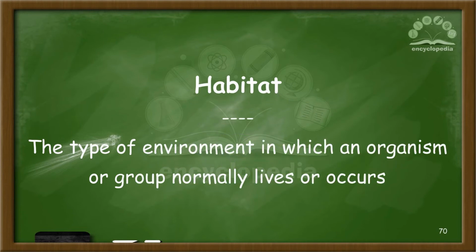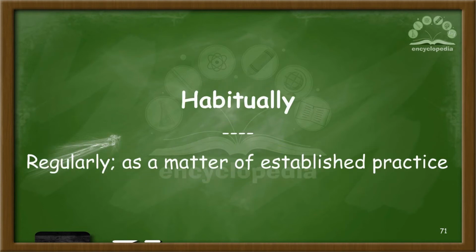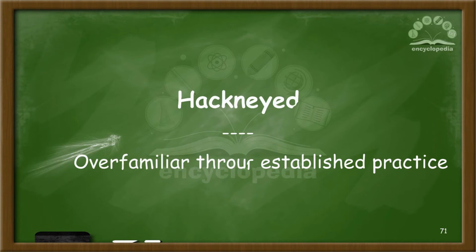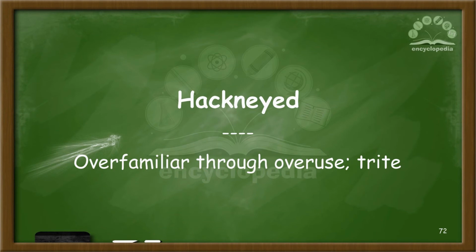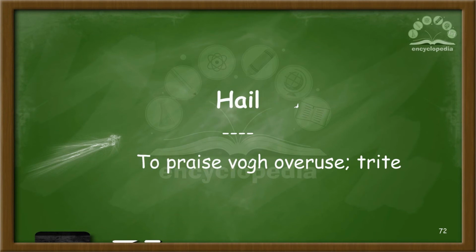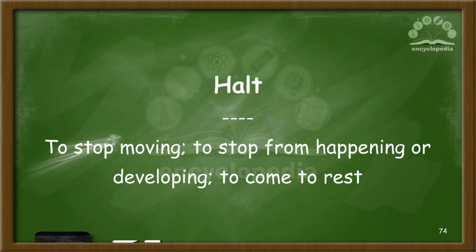Habitat. Habitat means the type of environment in which an organism or group normally lives or occurs. Habitually. Habitually means regularly, as a matter of established practice. Hackneyed. Hackneyed means overfamiliar through overuse, trite. Hail. Hail means to praise vociferously. Halt. Halt means to stop moving, to stop from happening or developing, to come to rest.